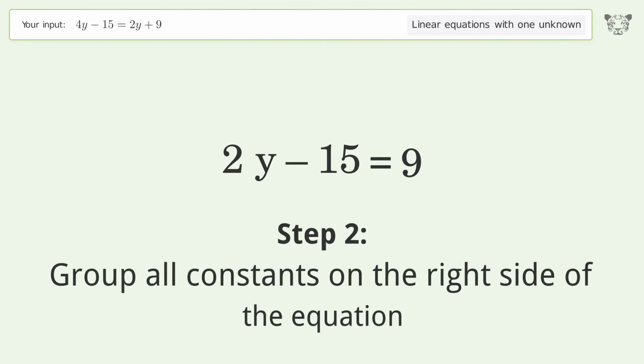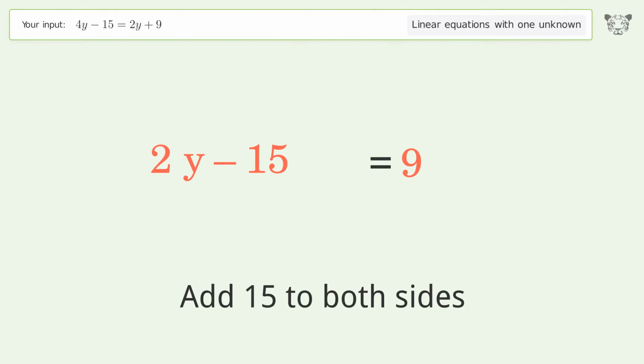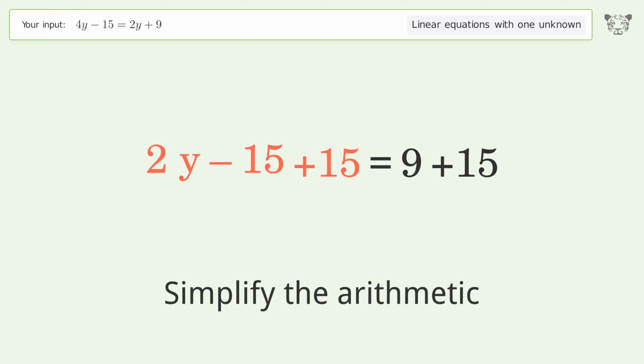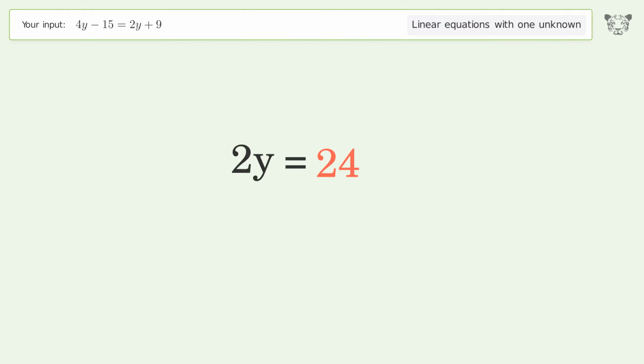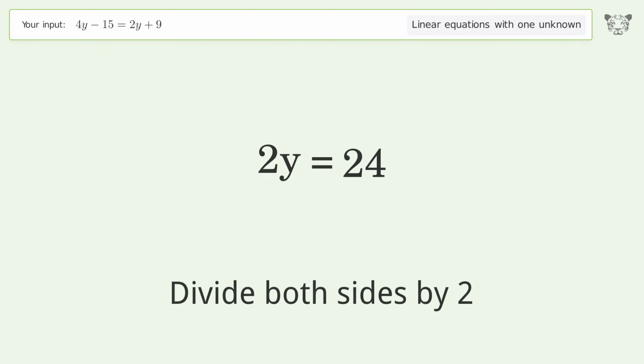Group all constants on the right side of the equation. Add 15 to both sides. Simplify the arithmetic. Isolate the y. Divide both sides by 2.